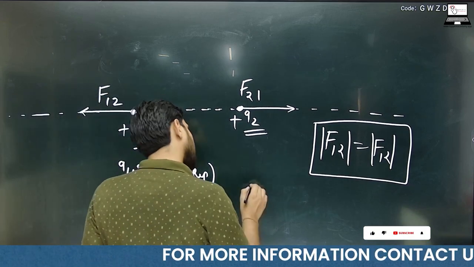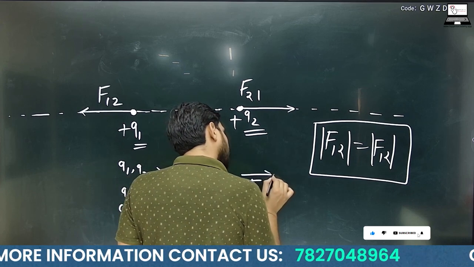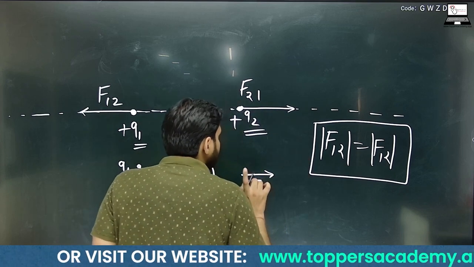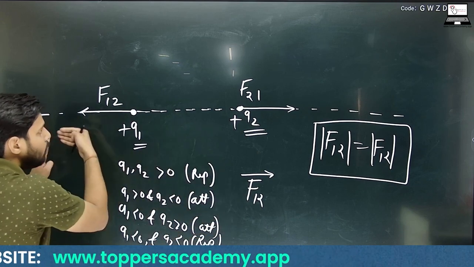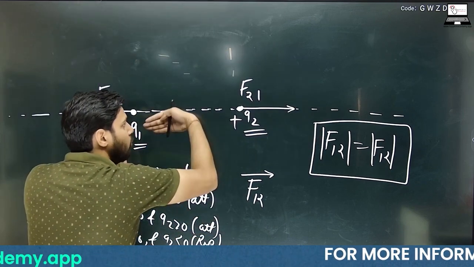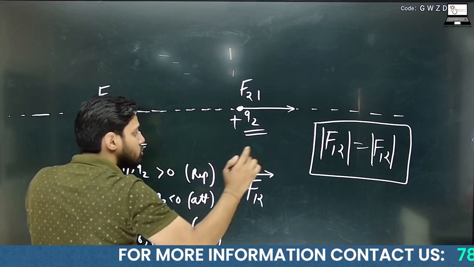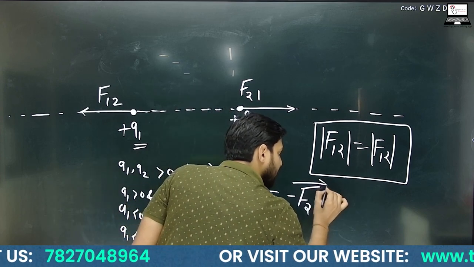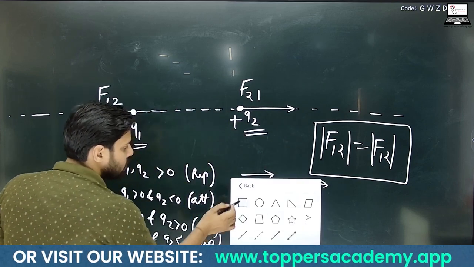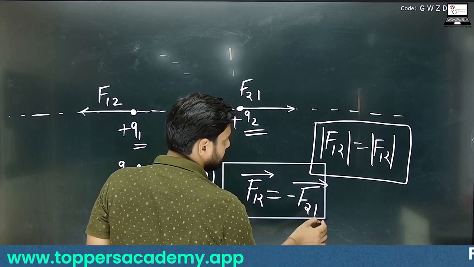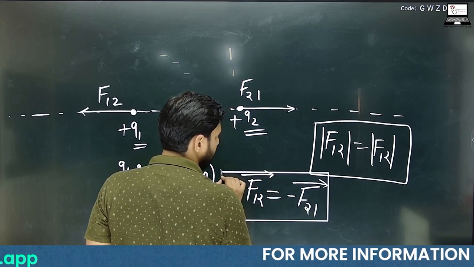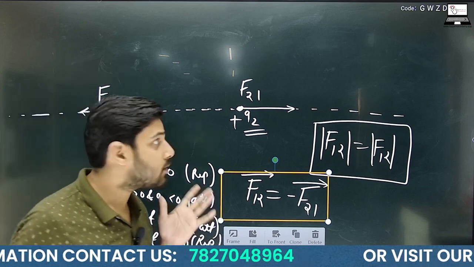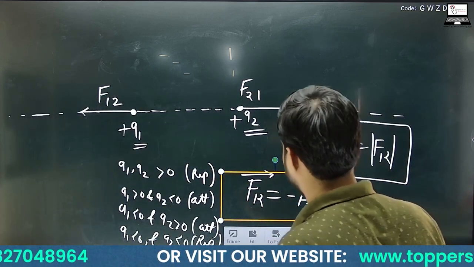Third thing. If we talk about vectorial form, it is our next topic, but let us talk about it a little bit right here. You can see the direction of F12 is opposite to the direction of F21. So you can say F12 is minus F21. One of the most important and basic things you can catch. Clear to everyone?